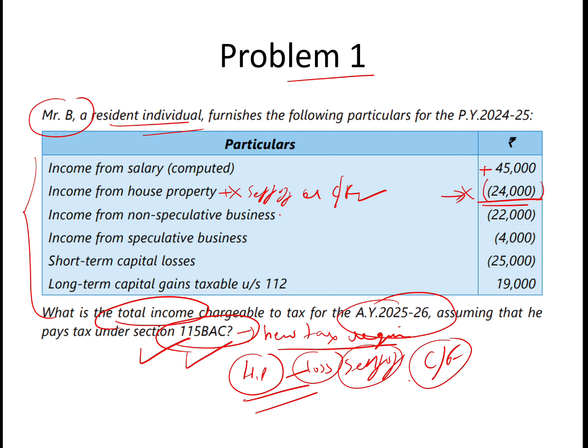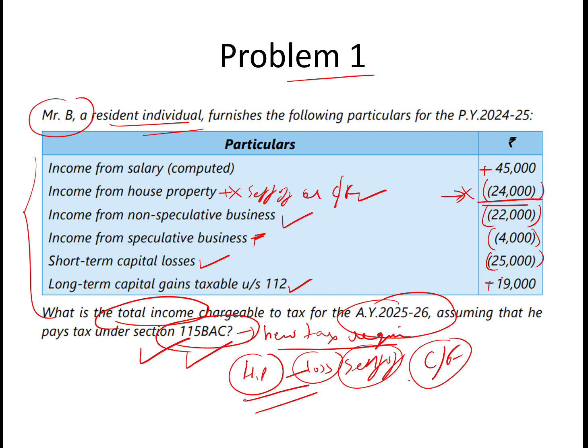Next one is income from non-speculative business. That is a normal business loss of around 22,000. Mr. B is doing some kind of normal business and making a loss of 22,000. Mr. B is also making a speculative loss of 4,000. Speculative loss means trading in futures, options and derivatives, making a loss of around 4,000. Then there is a short-term capital loss of around 25,000, and a long-term capital gain of 19,000.